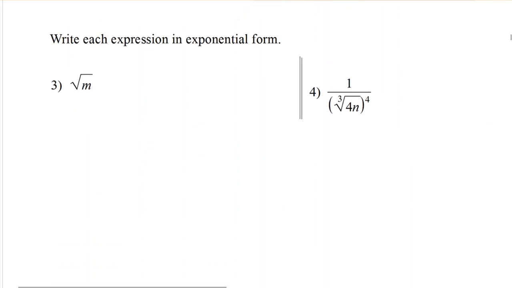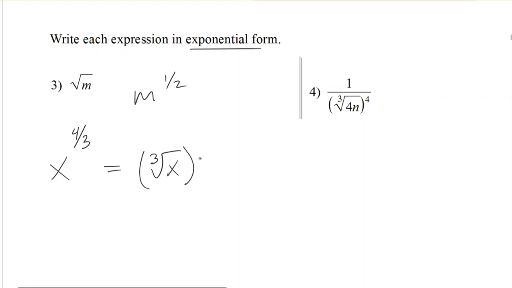Next couple problems, write it in exponential form. So exponential form, this is m to the 1/2 power. Remember, if we want to change from radical form, let's say we had x to the 4/3 power, that's exponential form. Now in radical form, that means the 3rd root of x taken to the 4th power. Okay, so track where this stuff goes. Our numerator is our power and our denominator is our root.